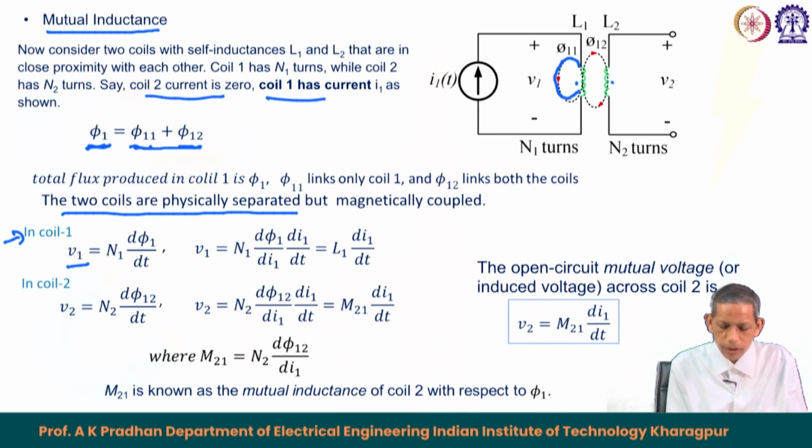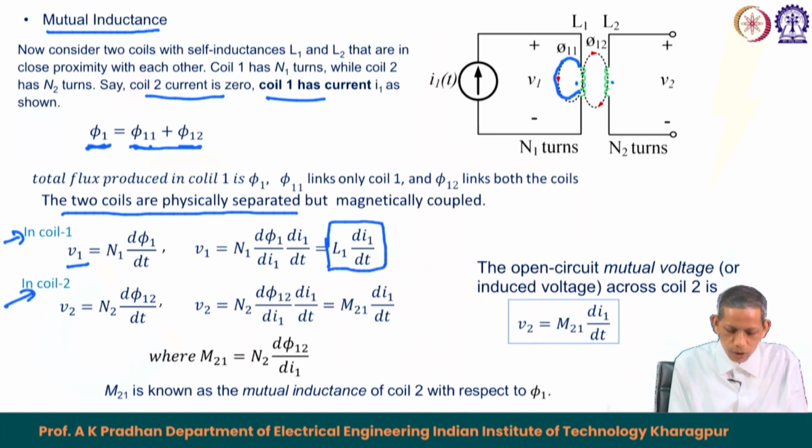So, N 1 d phi 1 by dt. Now this we can also write like earlier as N 1 d phi 1 by d I 1 into d I 1 by dt, and that becomes equal to L 1 d I 1 by dt. So, this is about the self inductance of the coil, L 1.